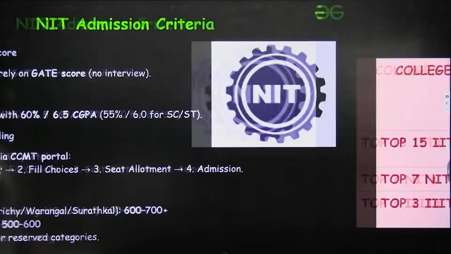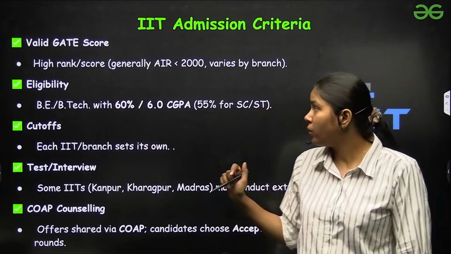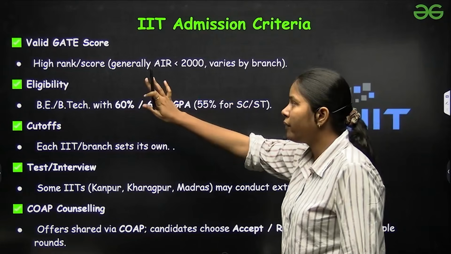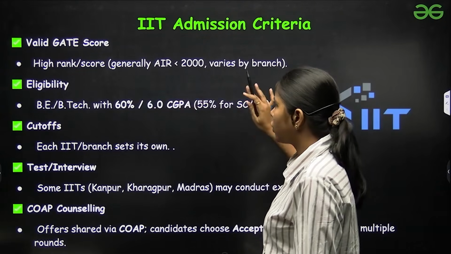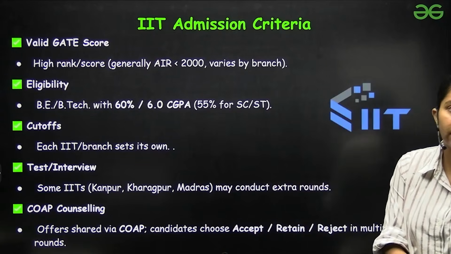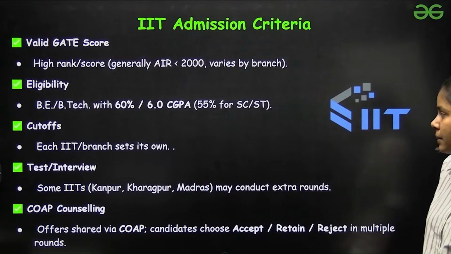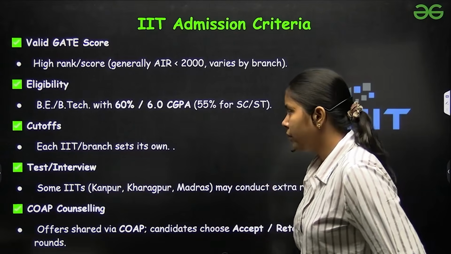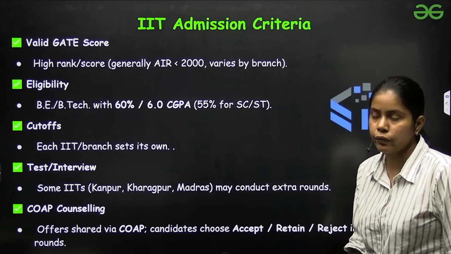Now for IITs, admission criteria: you need a valid GATE score. There is again no interview required. With a high rank, generally an all India rank less than 2000, you would get IITs, right? Eligibility is again the same, and for cutoffs, each IIT branch sets its own cutoff, right?